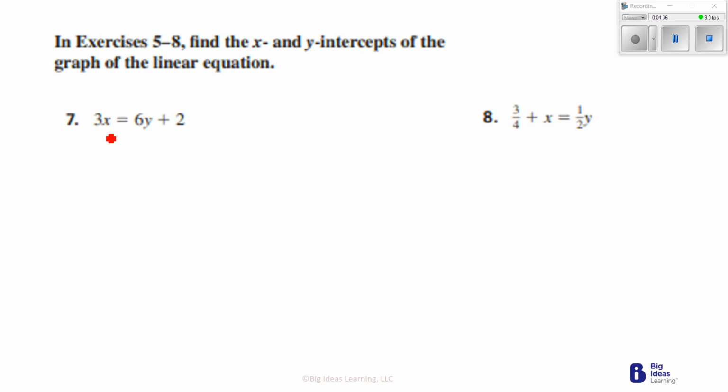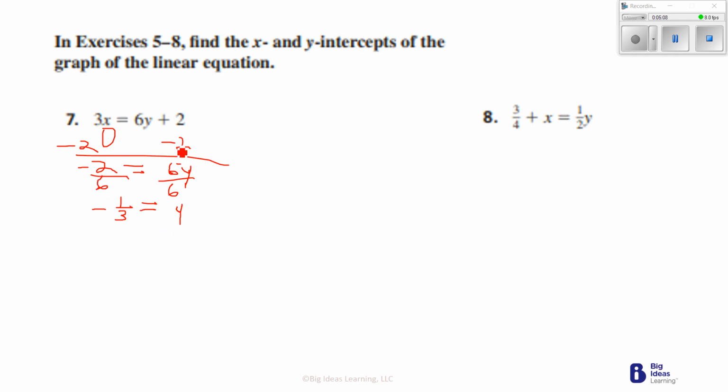So if I'm making x 0, well, I already know this is going to be 0 here, so I'm just going to take this 2 and bring it over here, negative 2. This puts me at 6y equals negative 2, which means when I divide by 6, that y will have to be negative 1 over 3 when I divide both my top and bottom by 2.